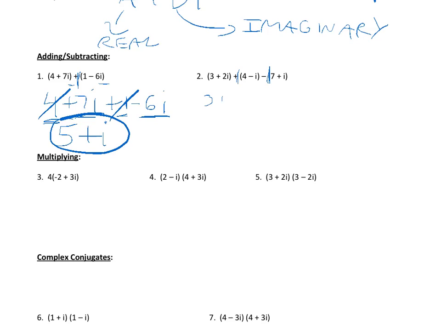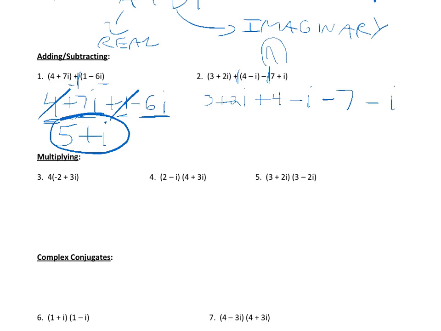So I'm still going to have 3 plus 2i. Still going to have plus 4 minus i. But what's different here is I'm distributing -1 to the 7, so it's minus 7. Distribute -1 to this plus i, that becomes minus i. That's the only thing that's different.